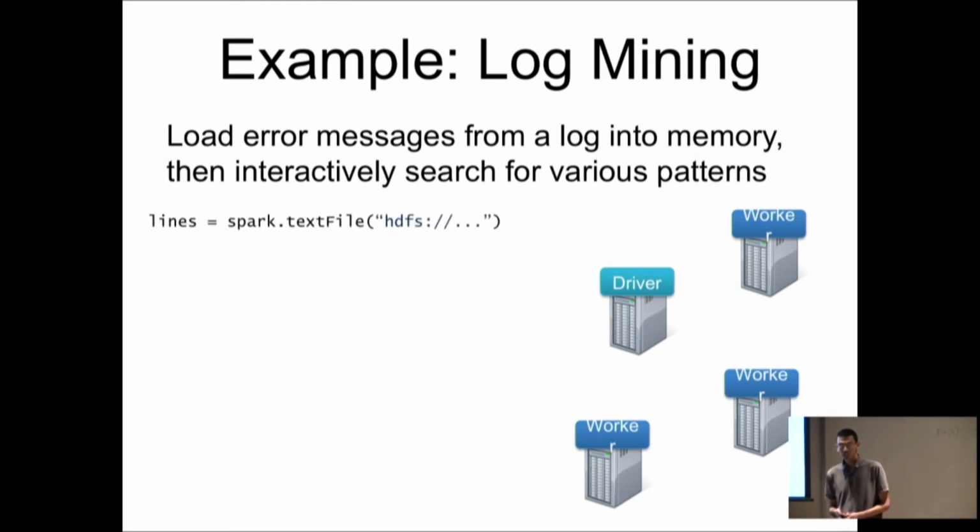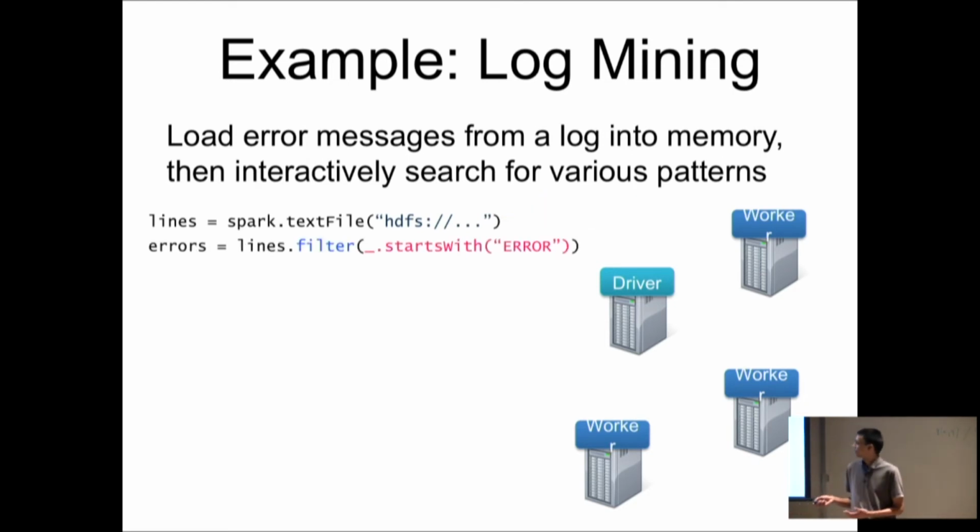So the way the flow works is in your driver you can issue higher level commands, like saying spark.textFile hdfs:/ something. What this tells Spark is that I want to read this text file, and I want to create an RDD called lines as a result of it. So you're taking an input and creating an RDD from it. This is the base RDD in this computation.